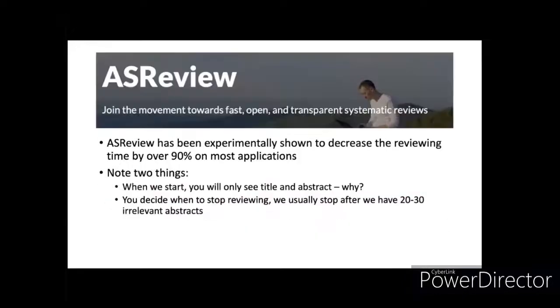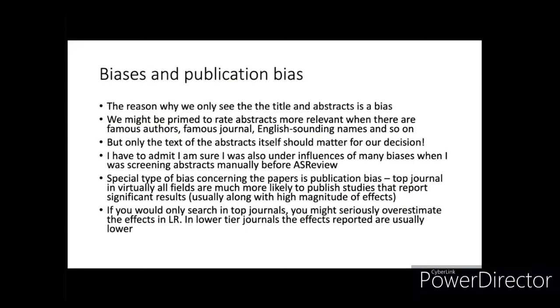So I would say that even if you would rate all the abstracts in the app, I think it's still better to get rid of the bias this way, because you will not see the journals or the authors. Obviously if it's an article authored by Gary Becker, you would always include it. But if you don't know the author, maybe you will not include it, or some other famous authors and so on. Yeah, so only the text of the abstract itself and the title should matter for your decision. Now, I was under the influence of many biases when I was screening abstracts manually before ASReview, because it was never-ending work. It was just so annoying.